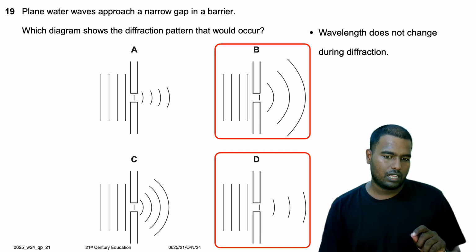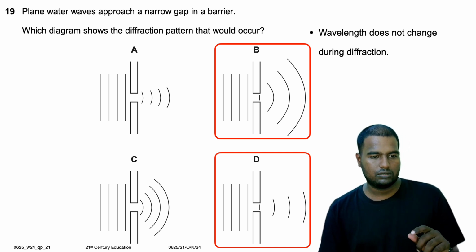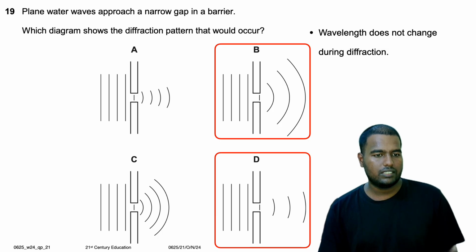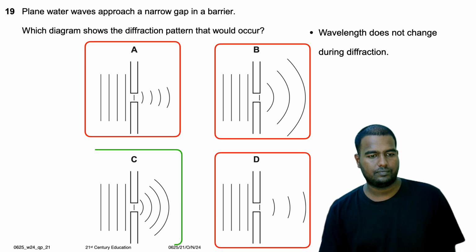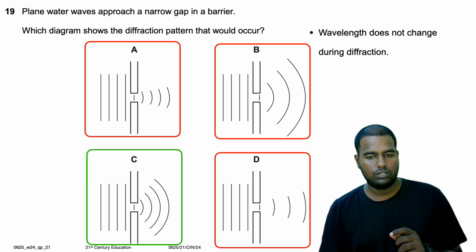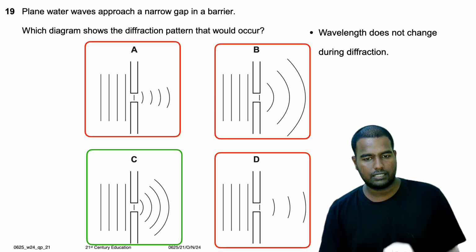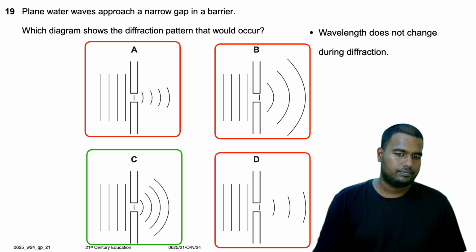Now the wavelength is approximately equal to the gap, so it should spread more. In A it is spreading less, so A is also wrong. Only C is the right answer. When the wavelength of the wave is approximately equal to the gap, then it should spread more, not spread less.